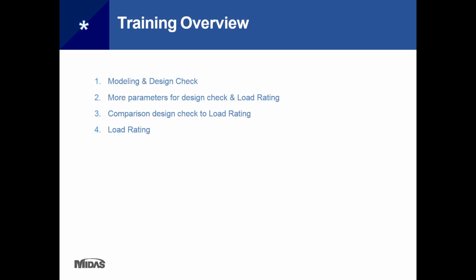And then I will talk about the more parameters for design check and load ratings. So after you create a bridge model, you're going to take a few steps such as definition of moving load cases and load combinations. After that, you're going to go to the design check tab and define the more parameters such as lateral torsional buckling or shear stiffener or longitudinal reinforcement, and so on. And then I will talk about the design check and load ratings.